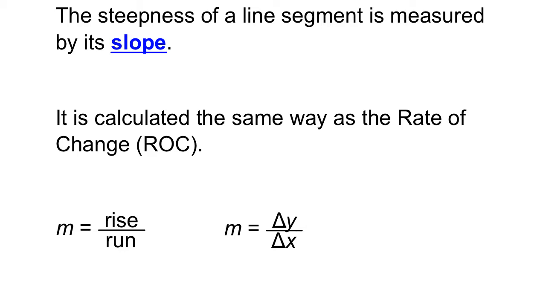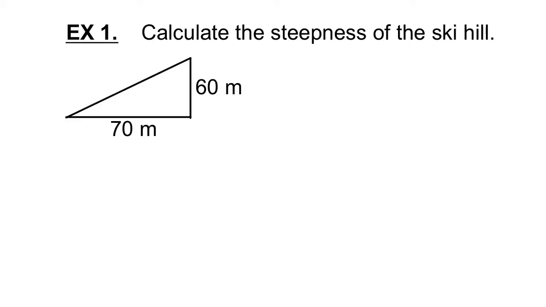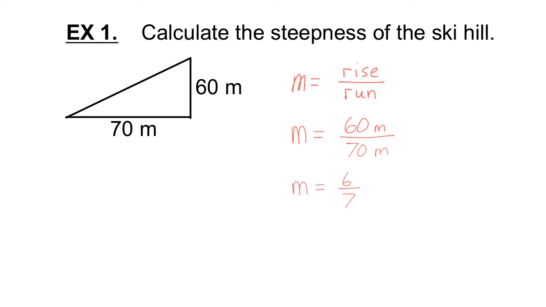It's the same idea. So here we have a ski hill. We want to calculate the steepness. That's the slope. So we're going to use our slope formula. Slope is rise over run. Well, the rise is 60 meters. The run is 70 meters. So 60 divided by 70, that's 6 over 7 as a fraction. Now notice this, meters divided by meters, well, those cancel each other out. So the slope doesn't actually have any units. It's not a rate of change, it's just the slope. So the slope here is 6 over 7.